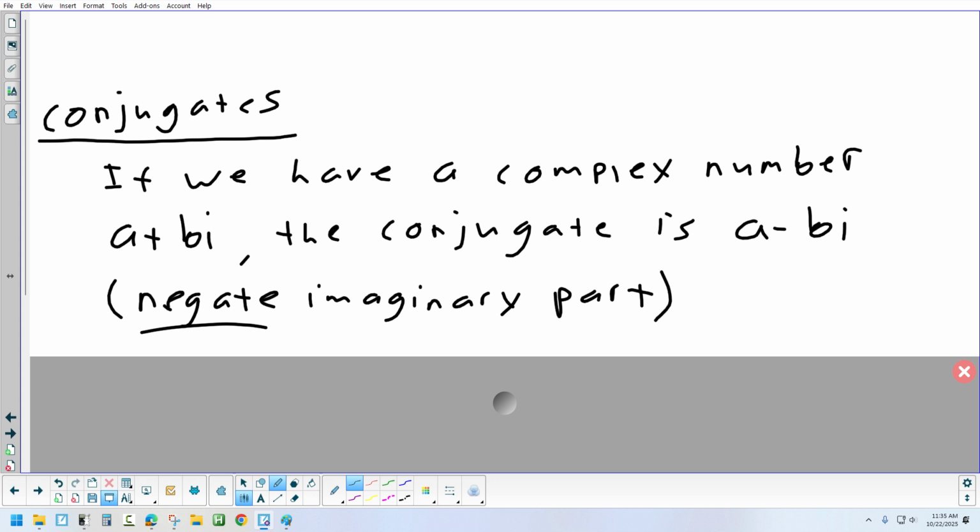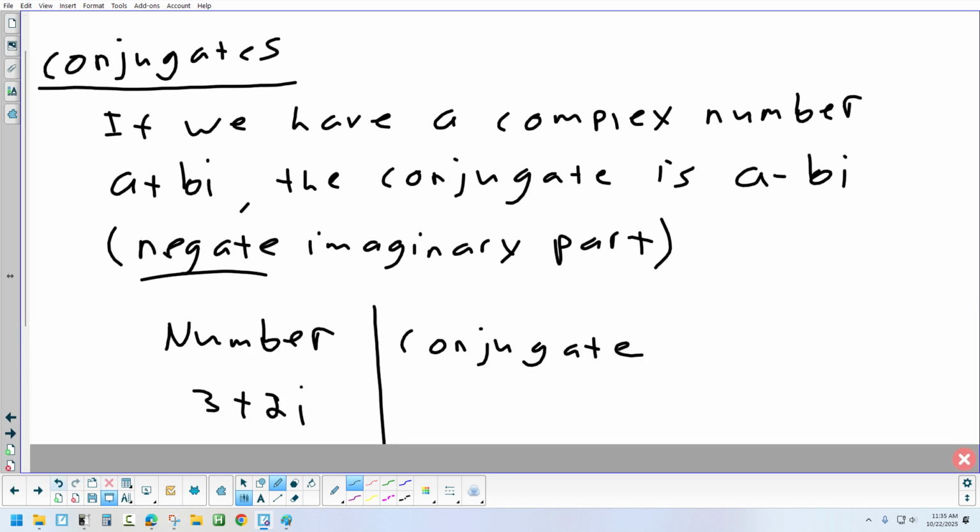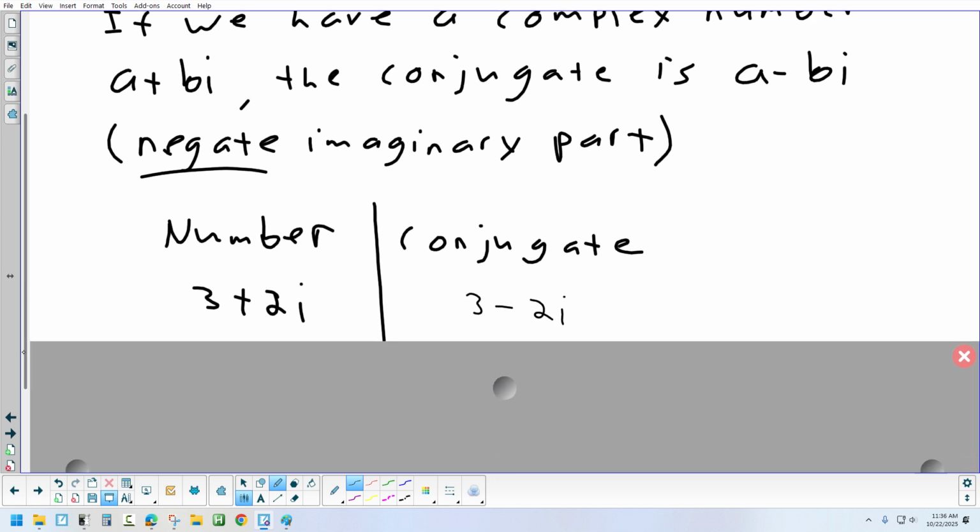So a minus bi would be the conjugate of a plus bi. Change the sign of the imaginary part. Don't do anything to the real part. Keep it the same. Okay, so what would be the conjugate of 3 plus 2i? 3 minus 2i. Yep. So we're not doing anything with it, we're just practicing finding it. And then we'll do something with it in the next step.